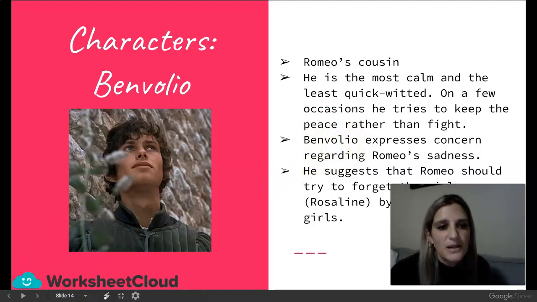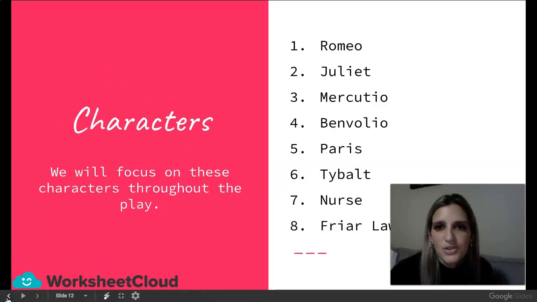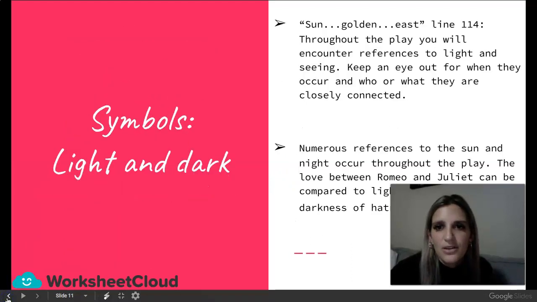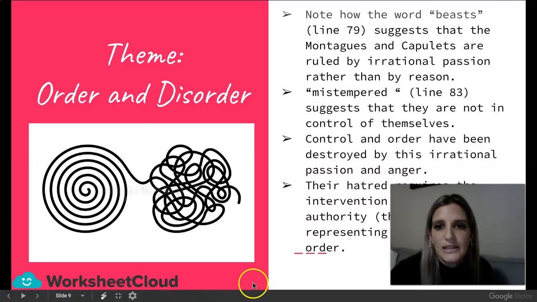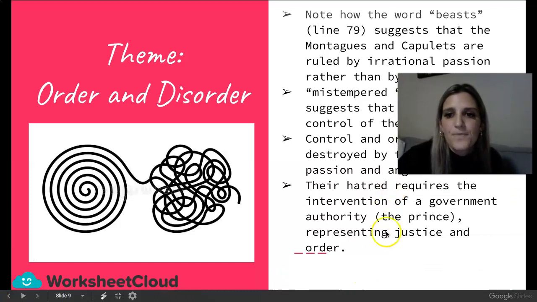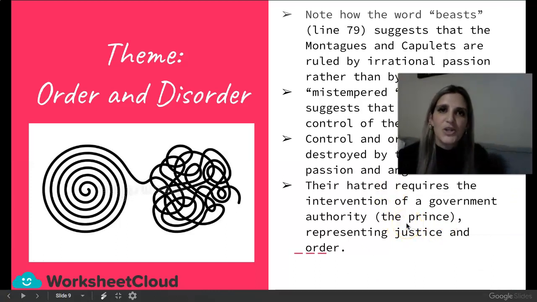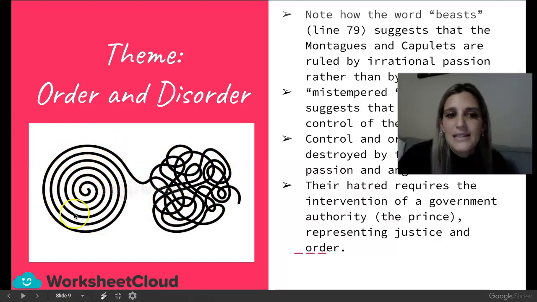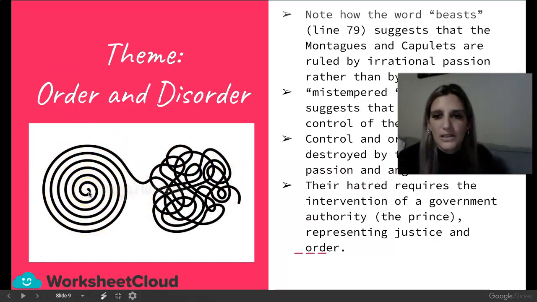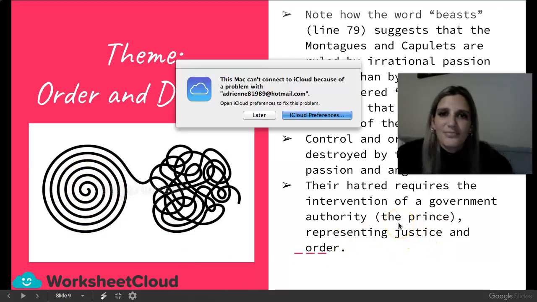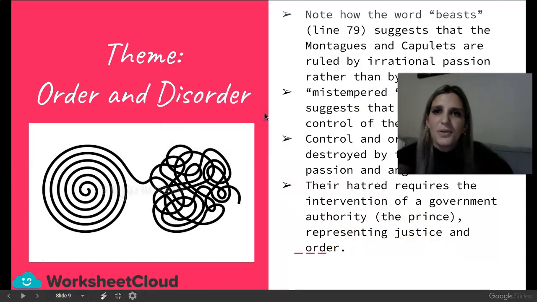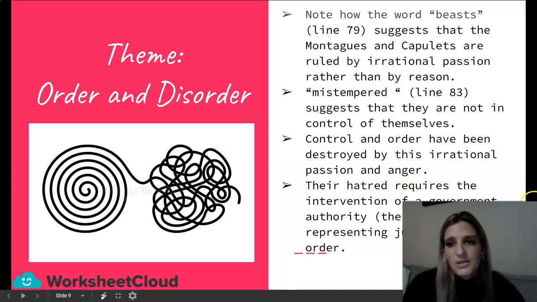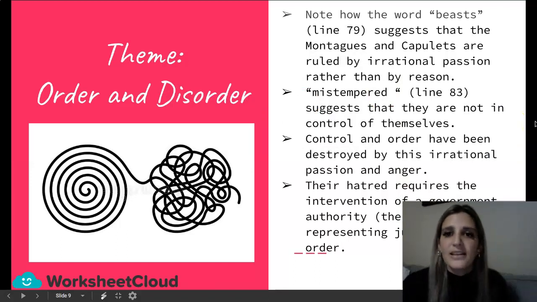You can also talk about the prince. I'll just show you quickly. So here, the prince. So the prince had to intervene to try and create order, because where there's disorder, he's trying to create this pattern of, you know, order and intervention to represent the justice. So the prince is there to help, although it's not the best way, because he's trying to combat violence with violence.